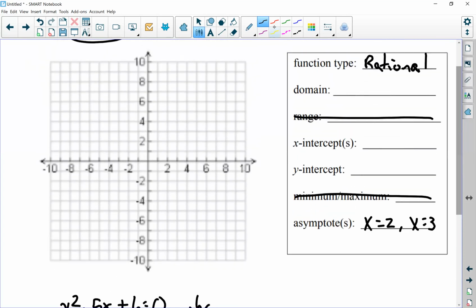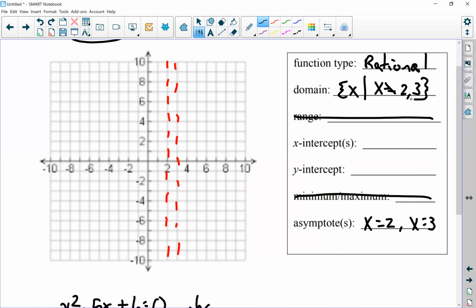We'll fill that in. I like to draw my asymptotes in red. Reminds me of a stop sign. Now, x can take on any other value. So for our domain, we would have all x such that x is not 2 or 3. That's just a quick and easy way to write that.